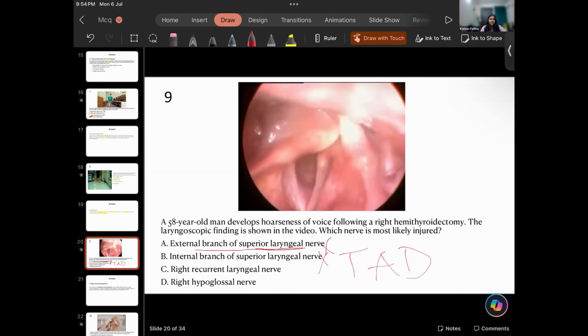And then the fourth option is right hypoglossal nerve. The hypoglossal nerve is responsible for supplying the muscles of the tongue and has no role in supplying the vocal cords. So the correct answer would be the right recurrent laryngeal nerve, which is responsible for supplying all the muscles of the larynx except the cricothyroid.